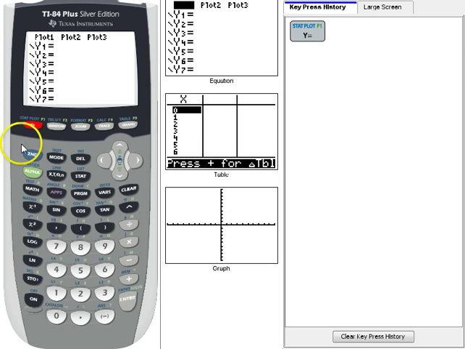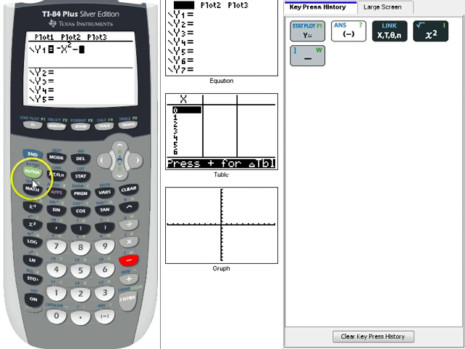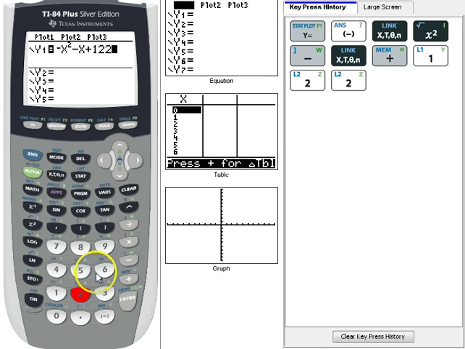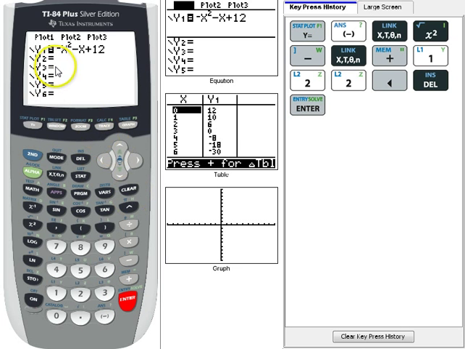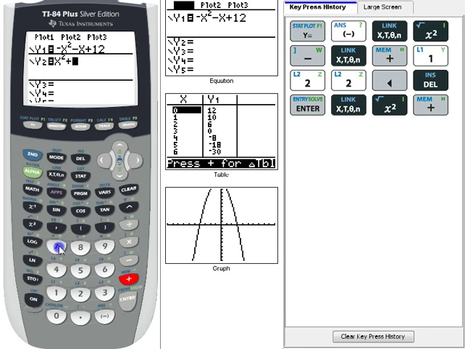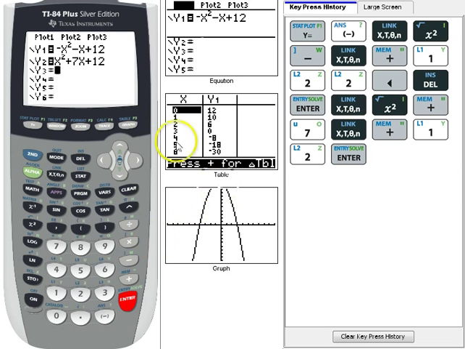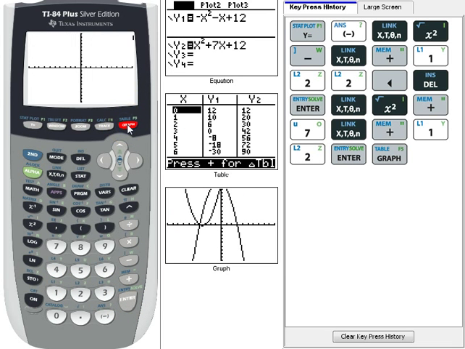Okay, so let's go ahead and work this out on our calculator. First go into y equals and we're going to type in both of our equations. The first one, negative x squared minus x plus 12. And then hit enter. Then in y2, you're going to type in your other equation, x squared plus 7x plus 12. And then we're going to hit graph.